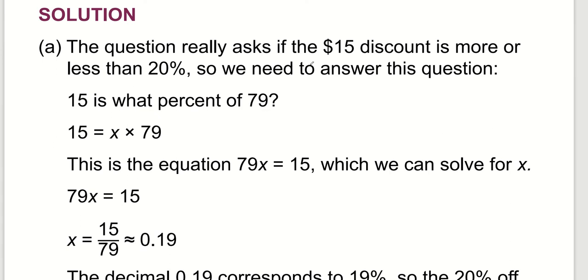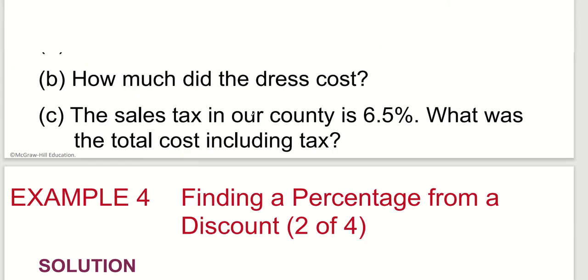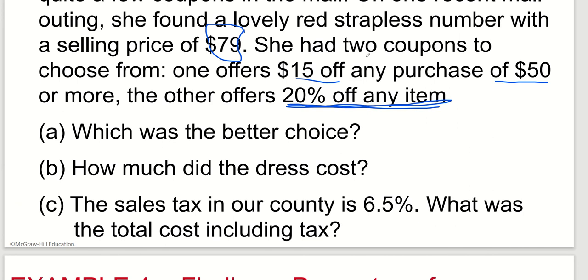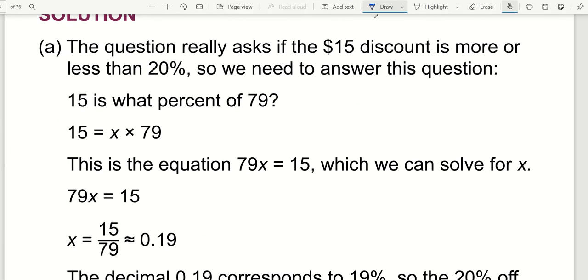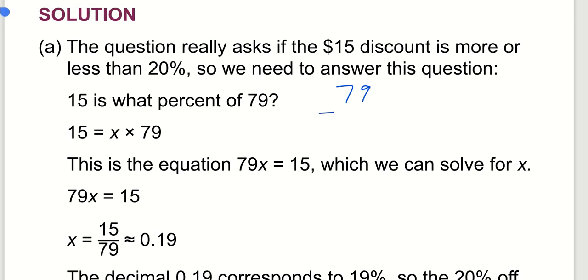Let's look at the $15 off first. If I were to take $15 off of this purchase, and I know the book does it slightly differently, but if I have a $79 dress and we take $15 off of it, then that means our purchase price would be what? $64. So using the $15 off of 50, the purchase price would be $64.